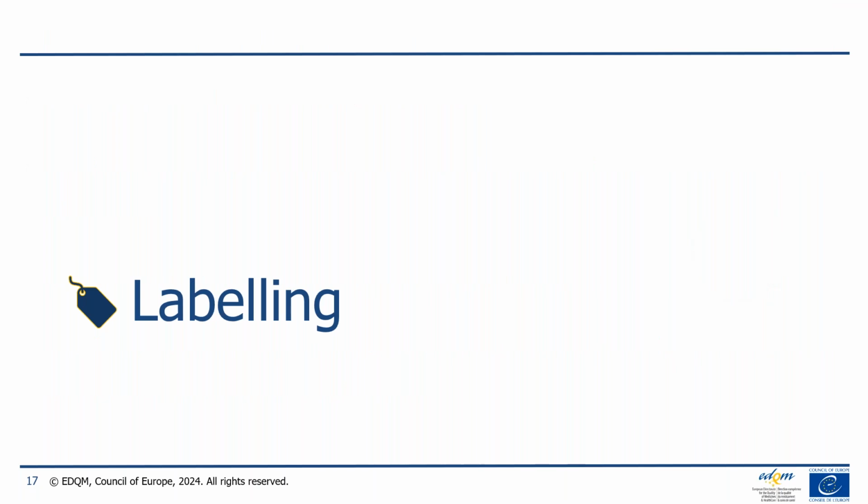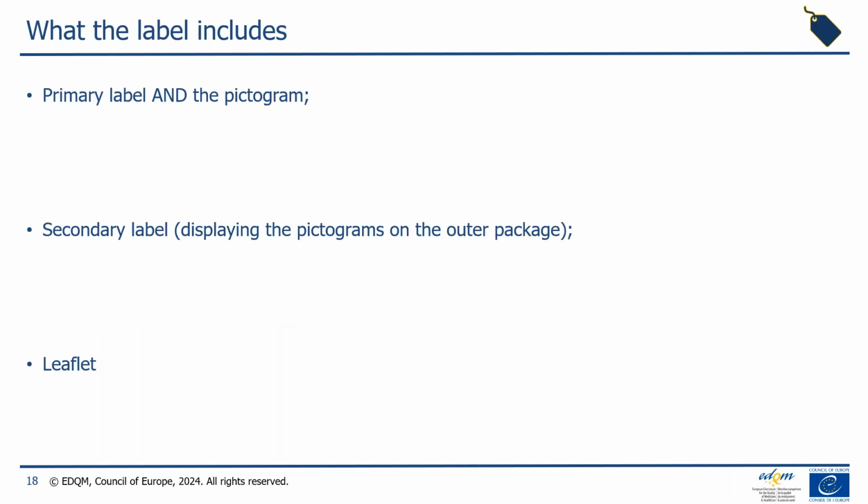Now let's discuss the labeling at the EDQM. So for the EDQM, the label includes the primary label, the pictogram, the secondary label, displaying also some pictograms, and the leaflet. All these together is the label.